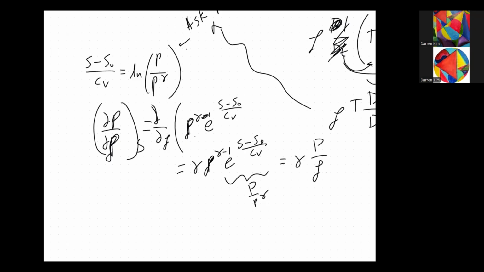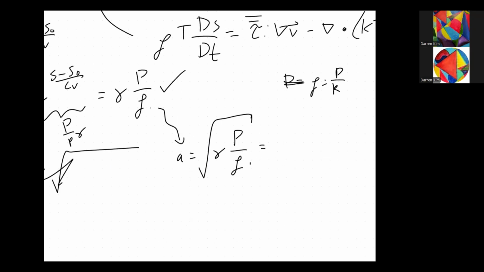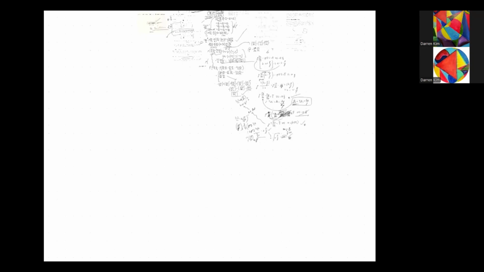Cha-ching. No, not cha-ching yet, not cha-ching yet. So we can just say P over rho equal RT, right? So we can say square root of alpha RT. Cha-ching, cha-ching, we did a QED. Okay, we're good. We can go to the next portion now.